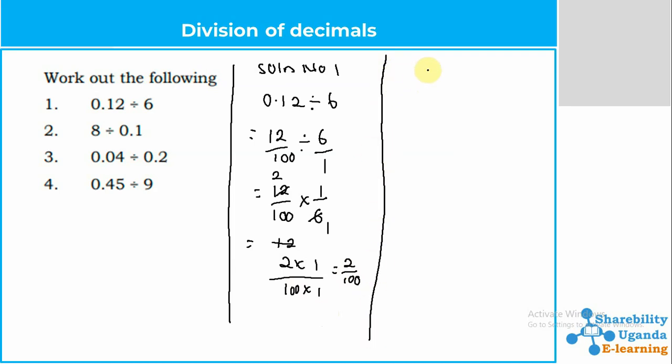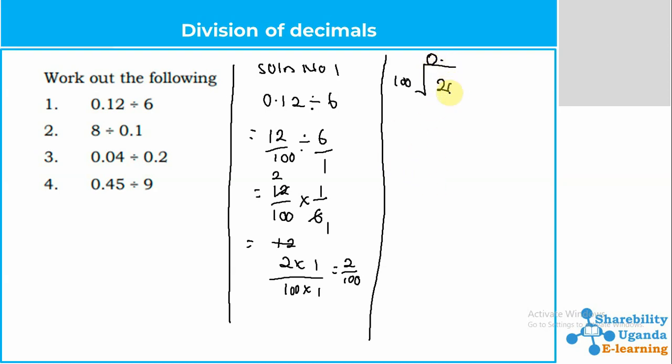We can now divide and say we have our 2. Okay, we have our 2 divided by what? By 100. But this is very, very small. 2 divided by 100 is impossible. What do we do? We introduce our 0 here. The moment we introduce our 0, we put a point.